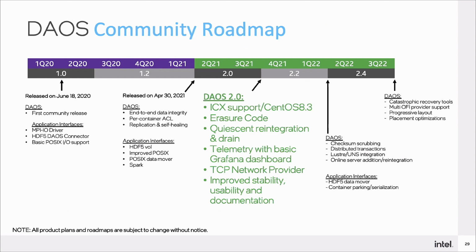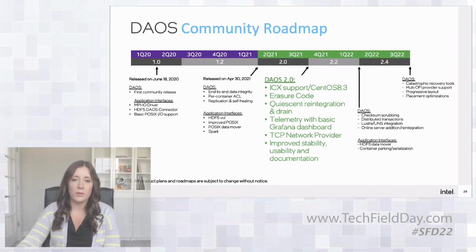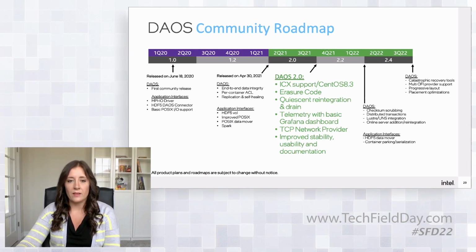This is also the release where we have added a lot of our telemetry for being able to monitor the performance and status of your DAOS system, and have provided a basic Grafana dashboard for open source users who want to be able to have a quick dashboard. I know a lot of our partners are also developing their own displays for that telemetry. We also are bringing support for the TCP libfabric provider. This allows us to really extend DAOS into Ethernet networks as well, outside of its current InfiniBand support matrix.